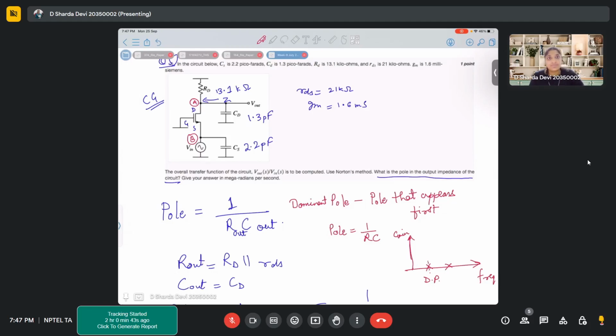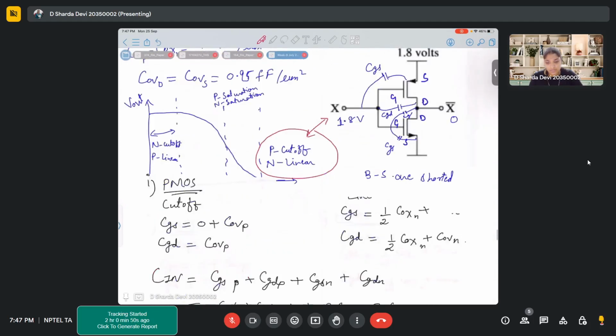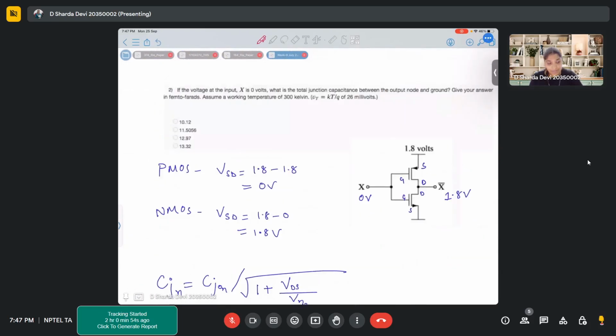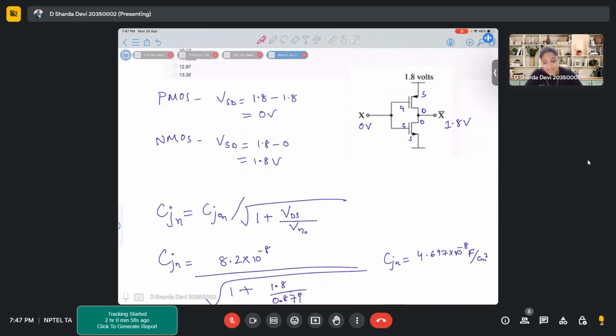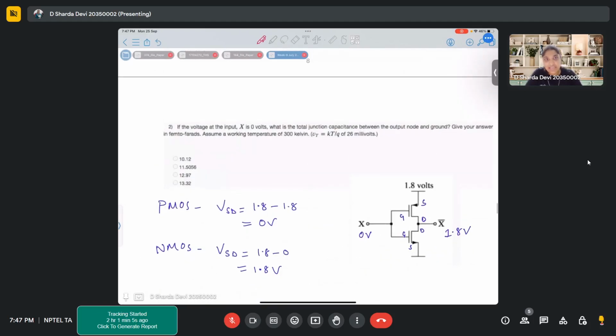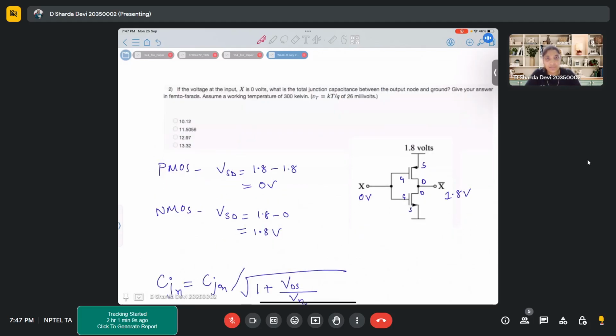Second question. What we have ultimately calculated here is the junction capacitance, as we did in the first question. Here also it was asked what the total junction capacitance is. But what has changed is the condition of your input and output.